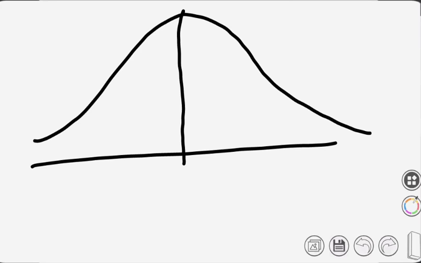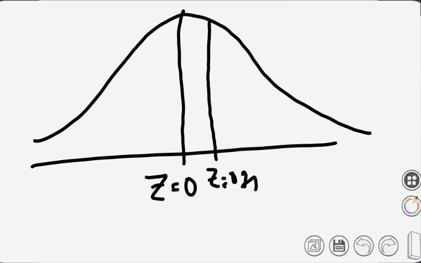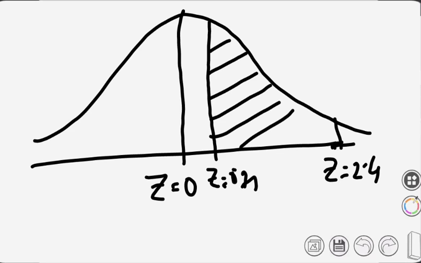So this line is Z equals 0. So where will Z equals 0.75 be? To the right of this line. So this is Z equals 0.75, and this is say Z equals 2.4. So what is the required area? The required probability is Z lying between 0.75 and 2.4. So this is the required area.